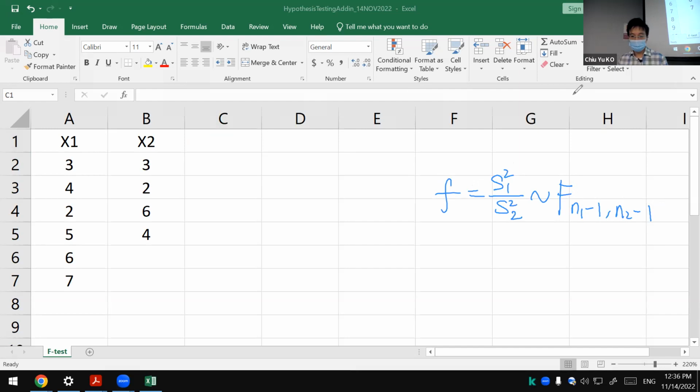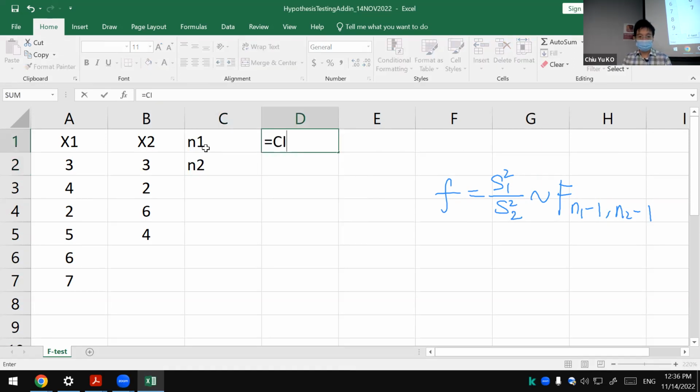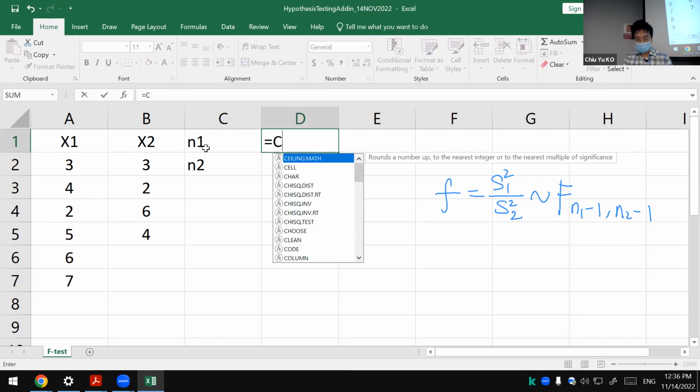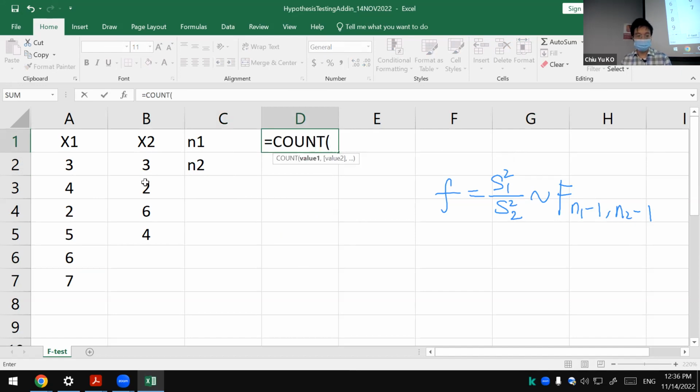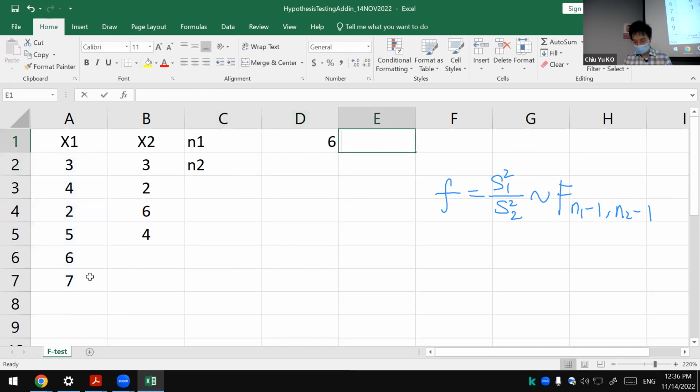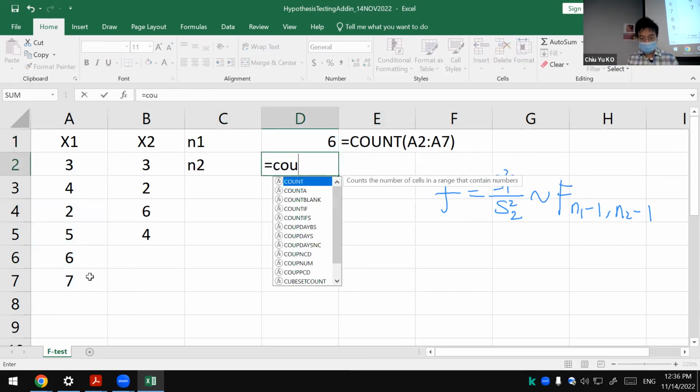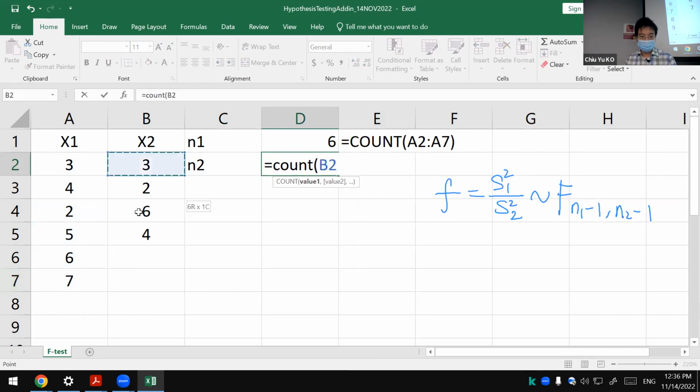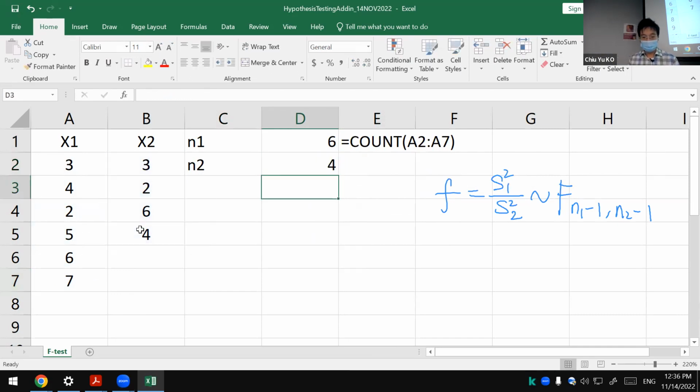So first, we count n1 and n2. n1 is just counting how many of them there are. I count from A2 to A7, so that would be the formula there. That gives us n1, and you do the same for n2. This is how you get n2.